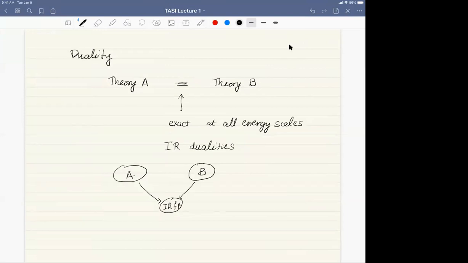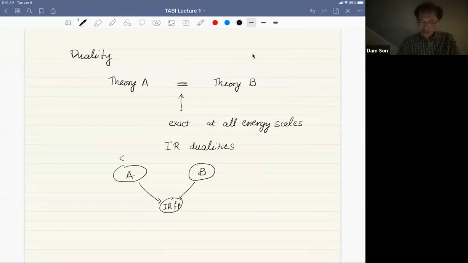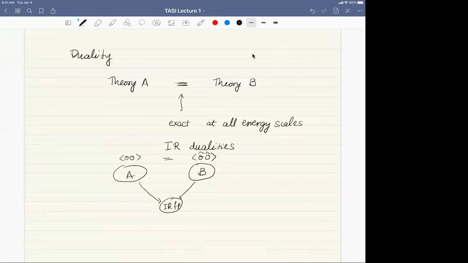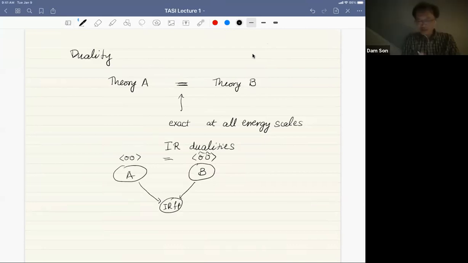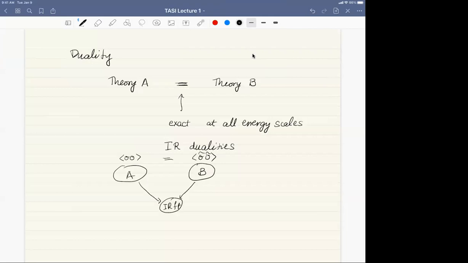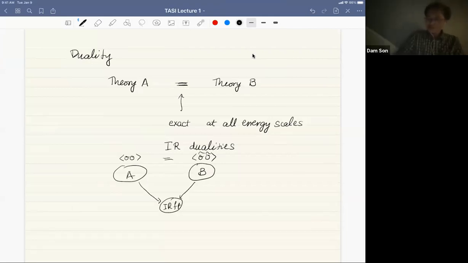When you say exact at all energy scales, what exactly do you mean is equal there? Do you mean computing some observables? Any correlation function, for example, the 2-point function of some operator in A would be equal to the 2-point function of another set of operators in B. The partition function of the theory in A is equal to the partition function of theory in B. Anything one can compute can be mapped into a quantity in B. That is the best type of duality. But sometimes we have to settle with the duality of the infrared limit.